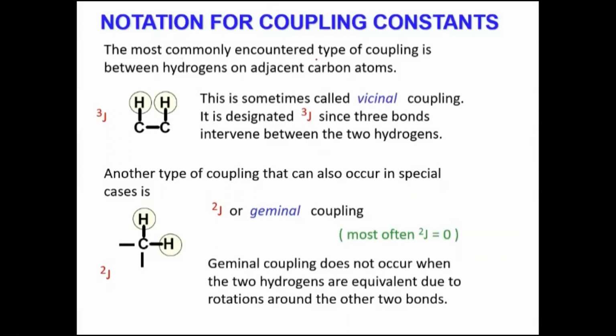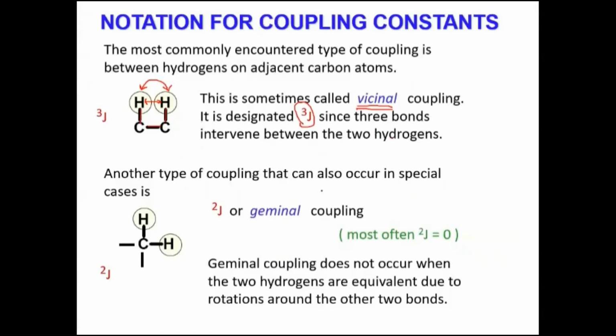The most commonly encountered type of coupling is between hydrogens on adjacent carbon atoms, and this is very much understandable: carbons which are connected to each other and bearing hydrogens, the nuclei of these two hydrogens will couple with each other. There will be coupling and they will cause splitting of each other's signal. This is called vicinal coupling, that is, the hydrogens which are in the vicinity of each other. So that's why the word vicinal coupling. Podos wala, ek dusre are getting coupled. So it is designated J3, since the hydrogens are divided by 3 bonds, 1, 2, 3. So it is J3 coupling.